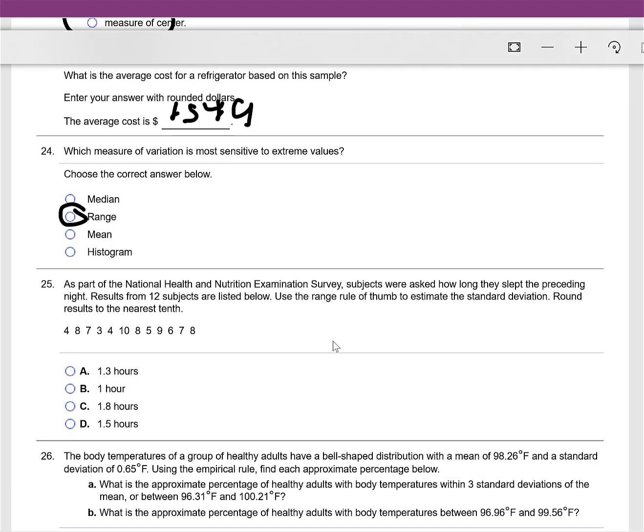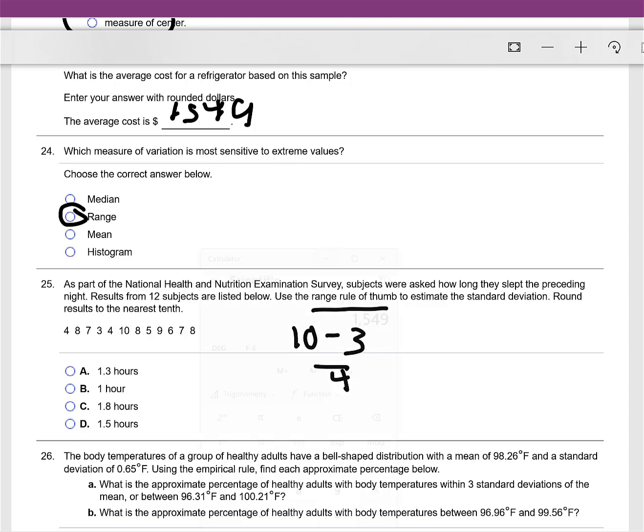As part of the National Health and Nutrition Examination Survey, subjects were asked how long they slept the preceding night. Results from 12 subjects are shown below. Use the range rule of thumb to estimate the standard deviation. So the range rule of thumb, what does that say? It's the range over 4 estimates the standard deviation. So we need to find the largest and the smallest value. Don't always assume that the largest is on the left and the smallest is on the right, because it frequently is not. So I see the largest value here as 10, and I see the smallest value here as a 3. So I'm going to take 10 minus 3, and I'm going to divide by 4.